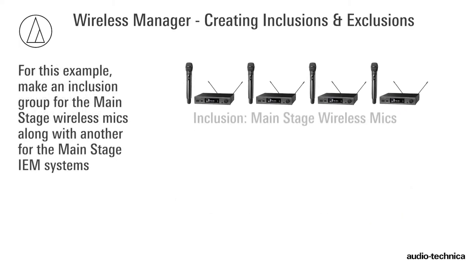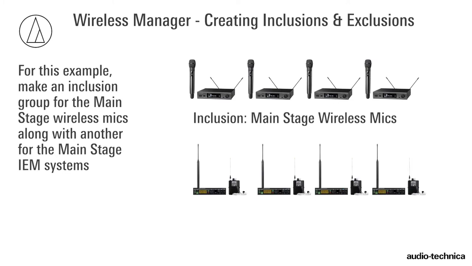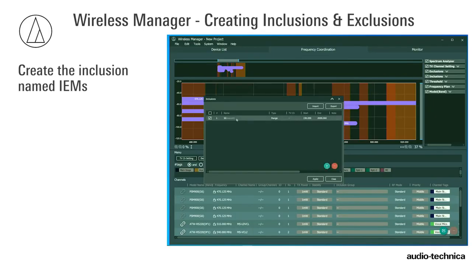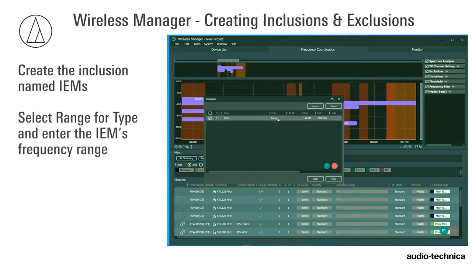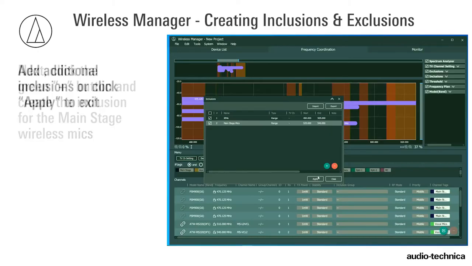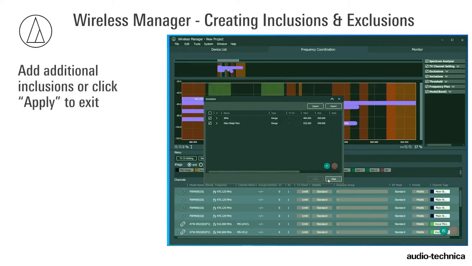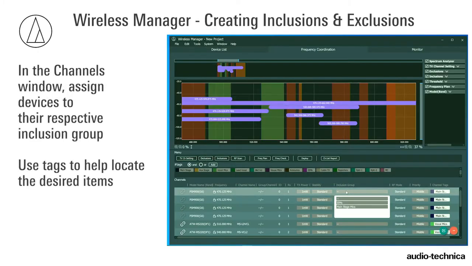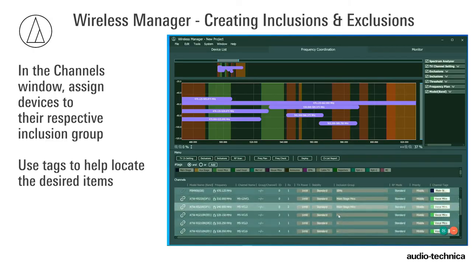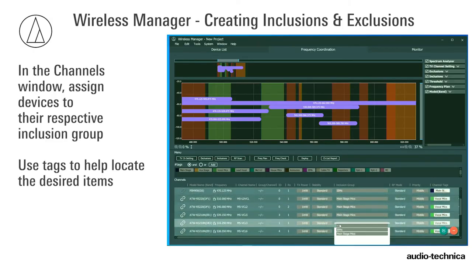For this example, make an inclusion group for the main stage wireless mics, along with another inclusion group for the IEMs. Create the inclusion named IEMs. Select Range for type and enter the IEM's frequency range. Click the green plus button and create the inclusion for the main stage wireless mics. Add additional inclusions or click Apply to exit. In the Channels window, assign devices to their respective inclusion group. Selecting tags can help locate the desired items.